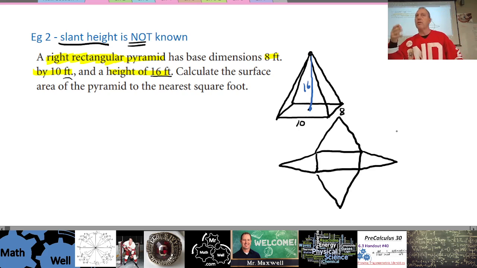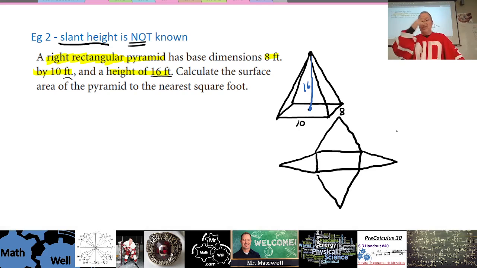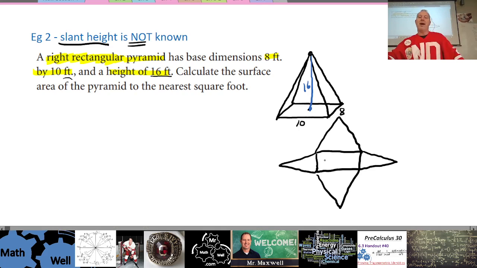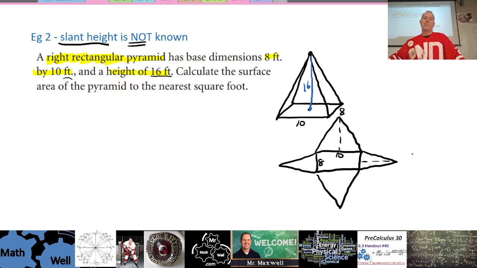There's a number of steps we have to do for this one. This is not an easy one. But what I do notice is that I do not have my slant height here. I need this height and this height. And right now I do not have that. I have to determine that. I have to calculate that first. There's two missing pieces here.